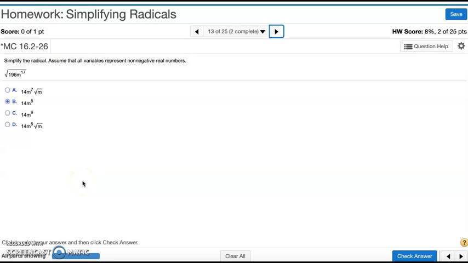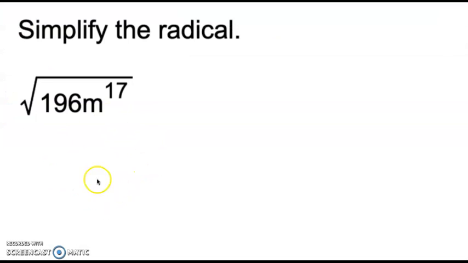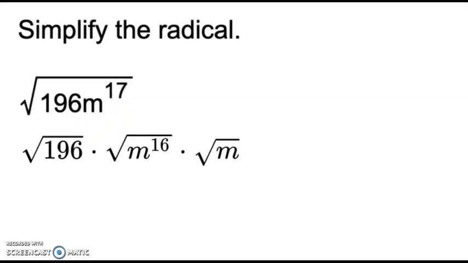Going to 13. We're simplifying the radical, so let's take a look at that. So what we need to do is rewrite this. Looking at the variable, we can't divide 17 by 2. So subtract 1 from it, you get 16. So let's rewrite this as the square root of 196 times the square root of m to the 16 times the square root of m. Because this is m to the 1, and 1 plus 16 is 17.